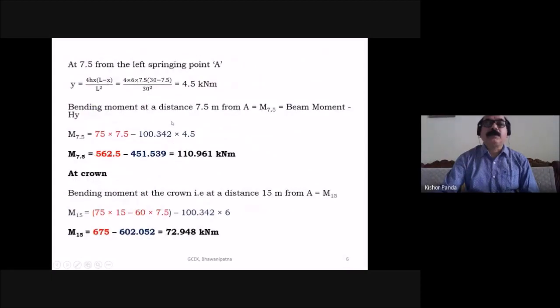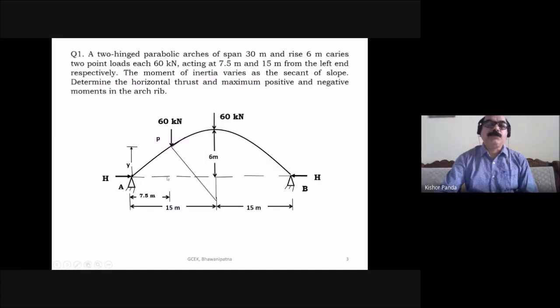So bending moment at a distance 7.5 meter from A is M 7.5, equal to beam moment minus HY. So M 7.5 is the moment at a distance 7.5 meter from the support A, equal to 75 into 7.5. This is the beam moment. Then due to the horizontal thrust, what is the moment here? H into Y, horizontal thrust into the perpendicular distance. So Y you already got, that is your 4.5 meter.